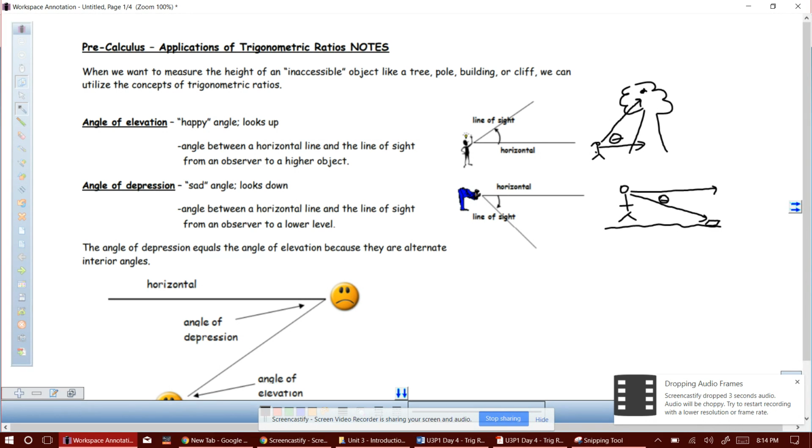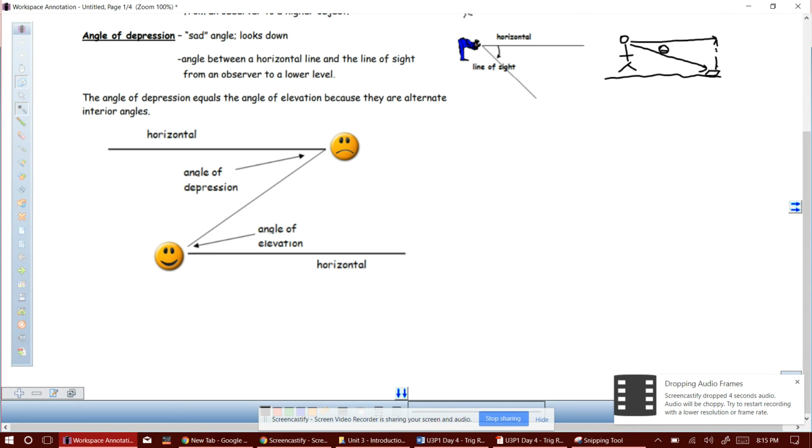Now, both of these situations will create a right triangle. It's just that the angle of depression right triangle is upside down, and the angle of elevation triangle is right side up. So I always tell people that it sounds like angle of depression should be sad because we're looking down, but it's not really sad. It just means that we're casting our eyes down versus up.